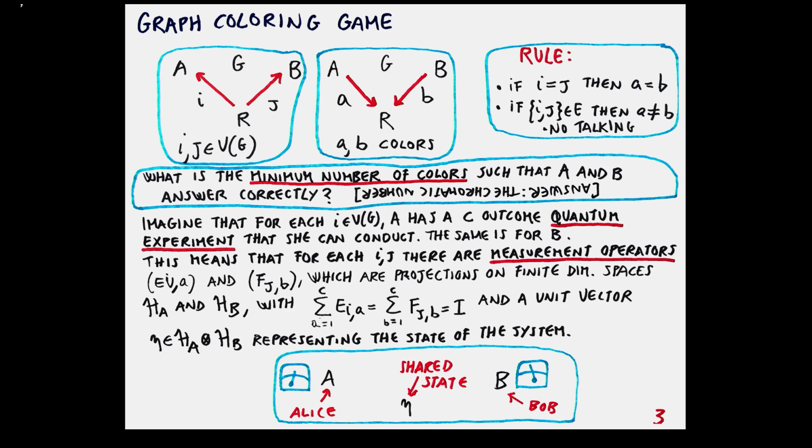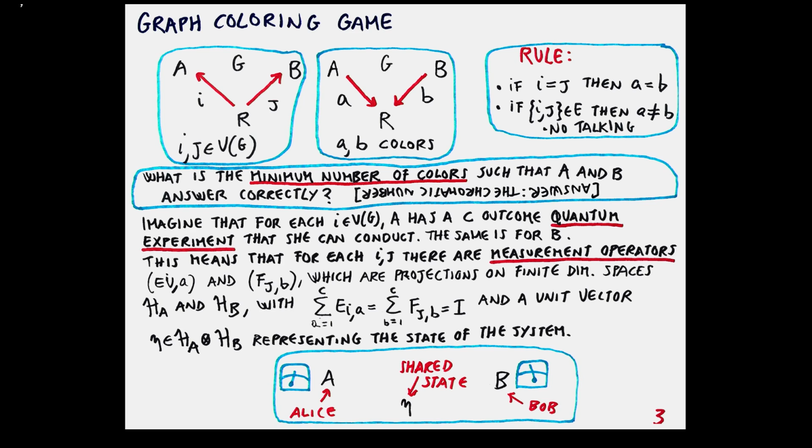So imagine that for each vertex, Alice has a C-outcome quantum experiment that she can conduct. Essentially, she can measure. She can apply this operator to some vector, okay? And the same is for Bob. Now, indeed, this means that for each pair of vertices I and J, there are measurement operators.